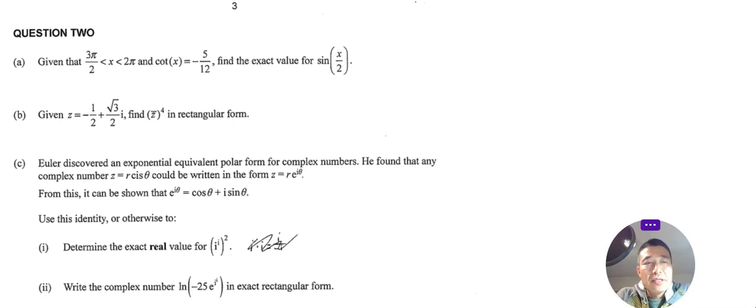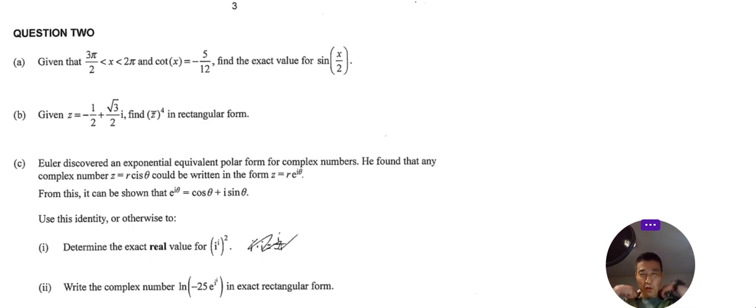We are doing Scholarship Calculus 2023, question 2a. It says, given that x is in between 3 pi over 2 and 2 pi, and cotangent x equals negative 5 over 12, find the exact value for sine x over 2.